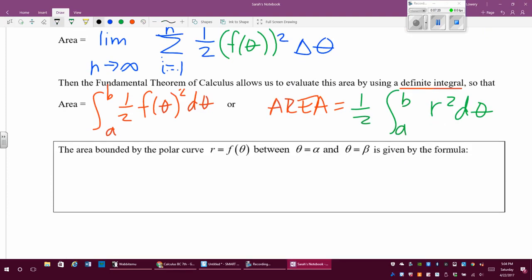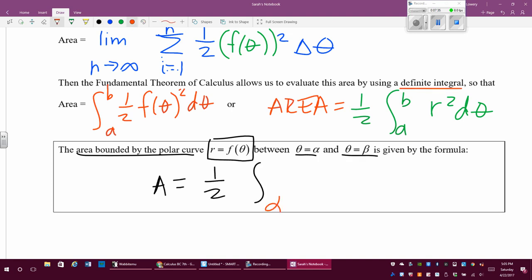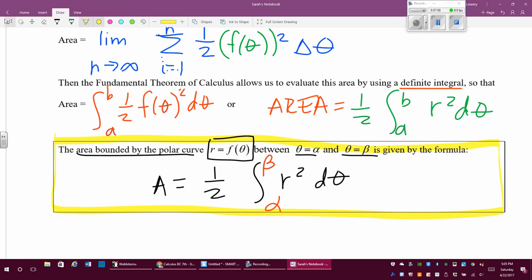Anytime you are asked to find the area bounded by a polar curve of some function r from theta equals alpha to theta equals beta, we're going to use the formula area equals 1/2 integral from alpha to beta of r squared d theta. You need to draw a big star around this because this is ultimately what you're going to be expected to do in polar land and calculus.